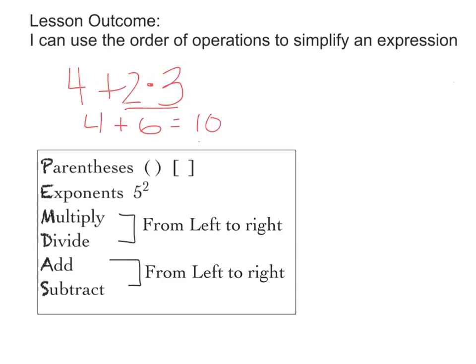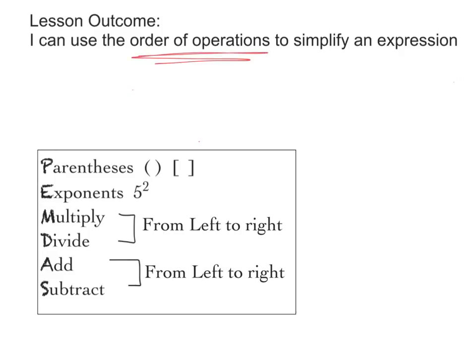Do you see the problem? We can't have two different ways of simplifying the same expression. So instead, we have to have an agreed upon way to do this. And that agreed upon way is called the order of operations. The order of operations are shown here. Parentheses, exponents, multiply and divide, add and subtract.